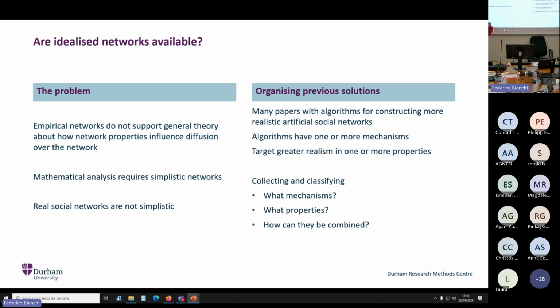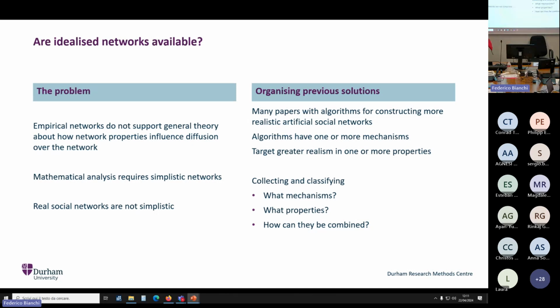But how then do we extrapolate that to say something in general? We know, for example, that if you've got higher density, then in a simple contagion, it'll spread. That's a mathematical result. But we can't extrapolate from a single empirical network to say which features of that network drive different types of diffusion. Mathematical analysis requires very simplistic networks, and real social networks are just not that simplistic. They have much more structure.